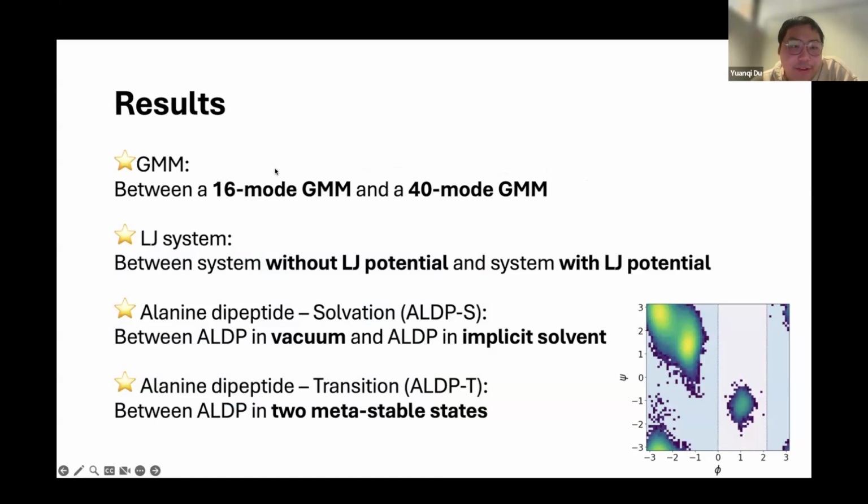First is a Gaussian mixture. You have 16 modes on one side at the boundary and 60 modes at another boundary, and you can raise this to 40 and 100 dimensions. For Lennard-Jones potential, we have systems without the interaction potential or with the potential. And we have alanine dipeptide solvation, from one system in vacuum and the other system in implicit solvent. And the last one is the phase transition, where we have one metastable state of the alanine dipeptide and another metastable state.